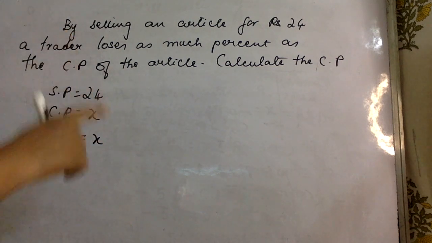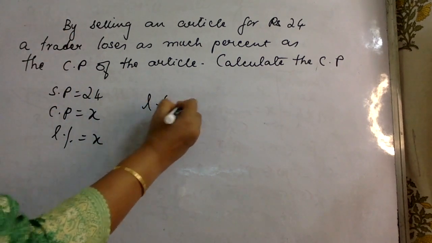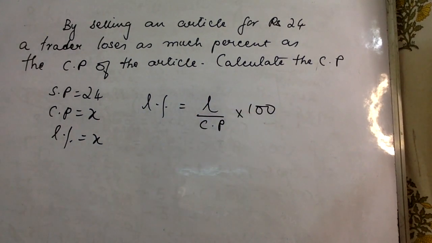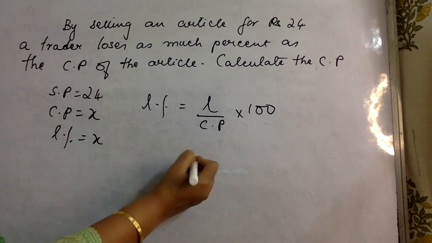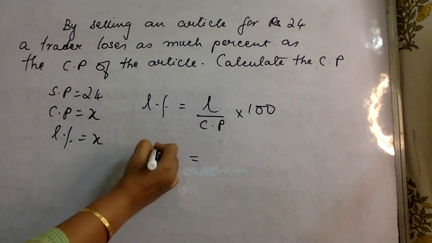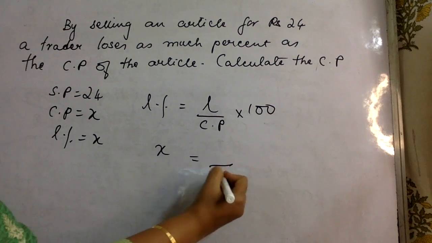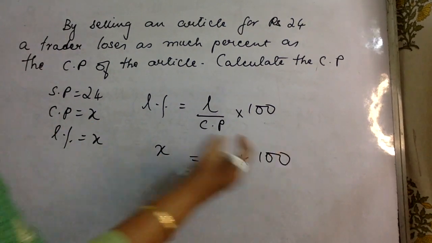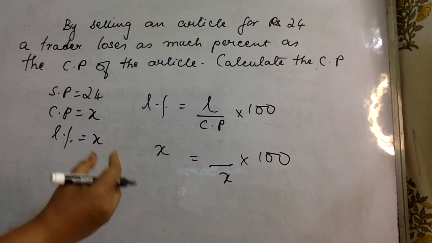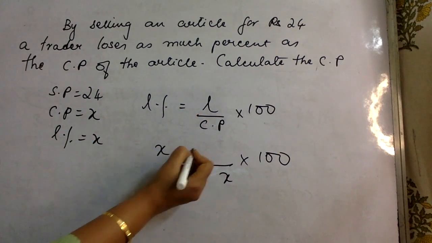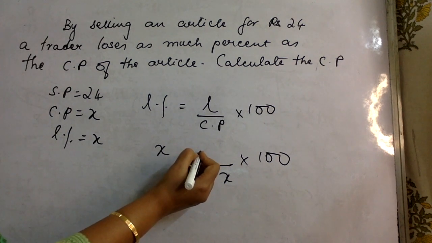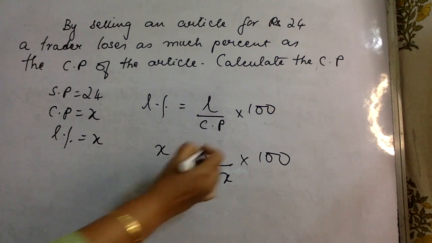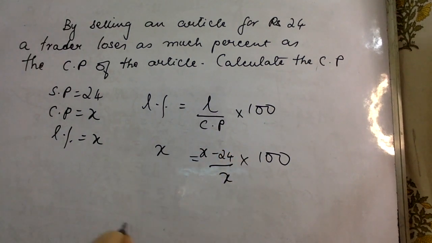Now if you go back to 8th standard, loss percent is equal to loss by CP into 100. Okay, this is the formula of loss percent. So loss percent, put the x. Here loss we don't know what to write, CP is x, into 100. Now what to write in terms of loss? Loss is always cost price minus selling price, because cost price is bigger in loss and selling price is lesser. So this is my equation.